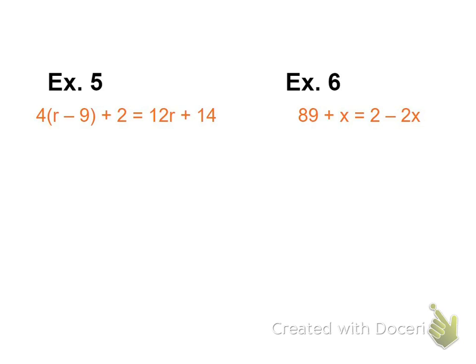What's the first thing I need to do on number 5? Distribute. We distribute the 4 into the parentheses to get us what?